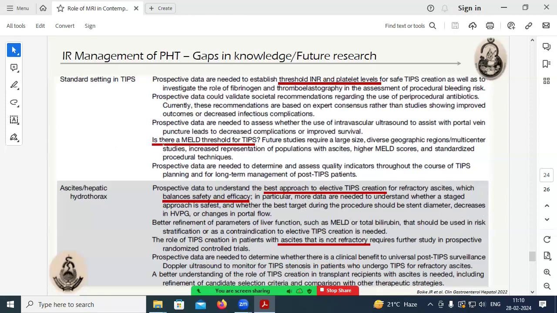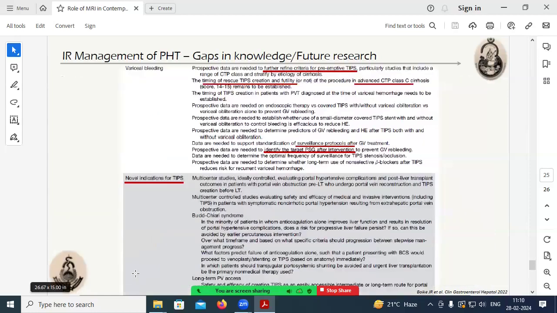In the setting of ascites or hepatic hydrothorax, what is the best approach for TIPS creation to balance safety and efficacy? Now, these are very basic questions, come to think of it. But we do not have any prospective data to guide our decision-making process. And this has to be researched. In the case of variceal bleeding, what are the criteria for a preemptive TIPS? And what is the timing for a rescue TIPS if it's an advanced Child C patient?